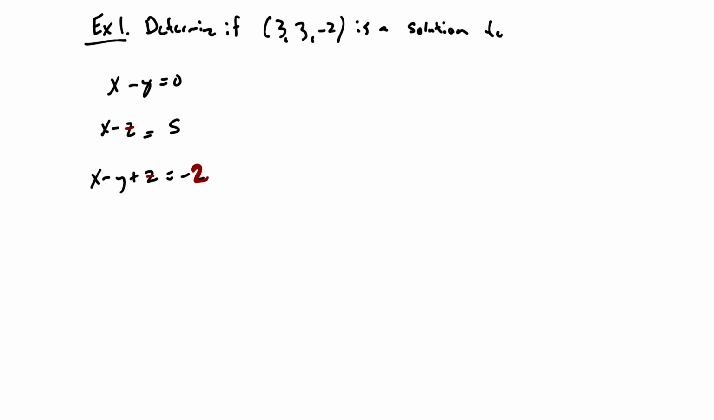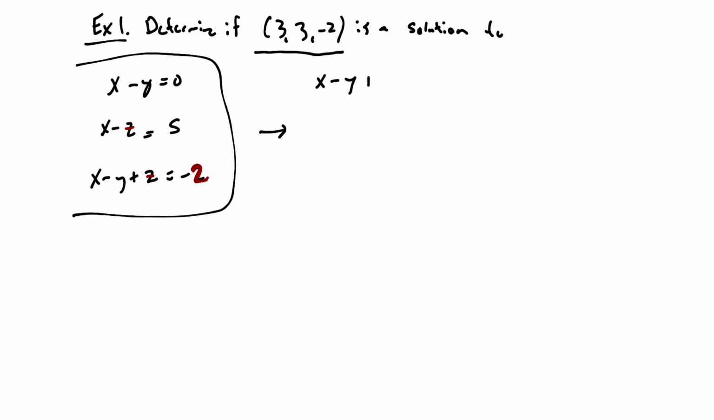In this example, we're given the point 3, 3, negative 2, and we want to see if this solves this linear system here. And what we want to do is plug this point into each equation. So let's go ahead and note that the first equation is going to be x minus y plus 0 times z is equal to 0. The second equation is the same thing as x minus 0 times y minus z, which is equal to 5. And the third equation is x minus y plus z is equal to negative 2. Plugging in 3 for our x values, 3 for our y values, and negative 2 for our z, each equation is going to become the following.